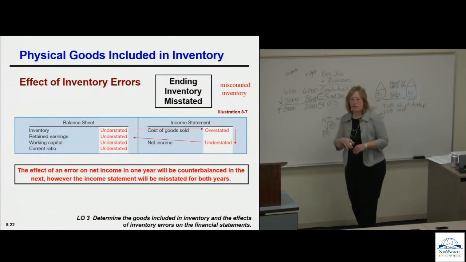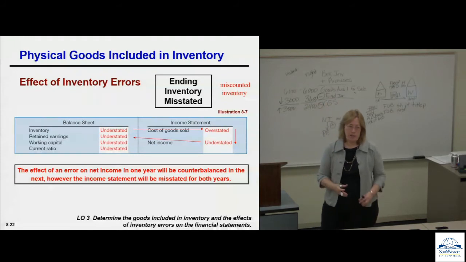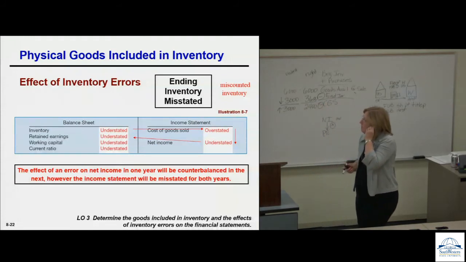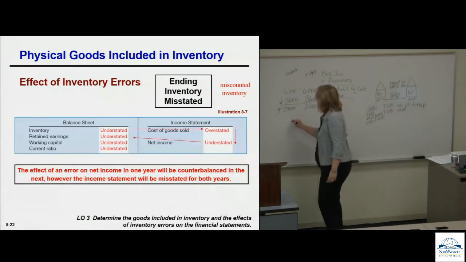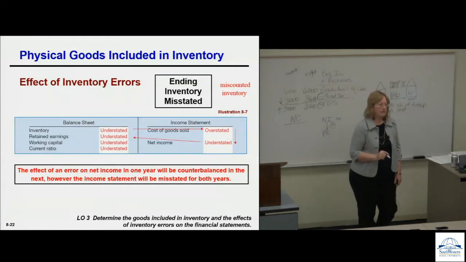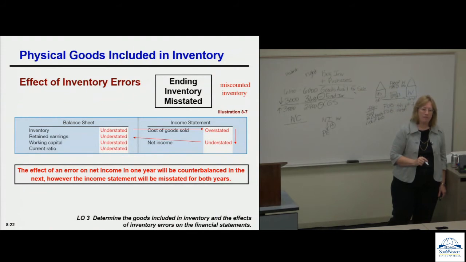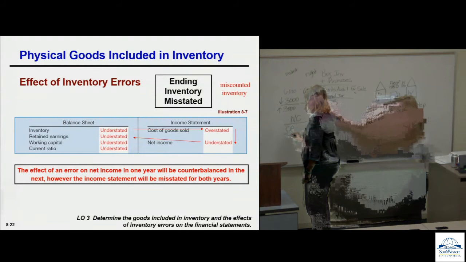And then that affects working capital and the current ratio, which I'm not going to go over, except to say, what is working capital? Maybe I will go over that on second thought. Working capital. What is working capital? Avery, you got that one? Okay, so it's current assets minus current liabilities.